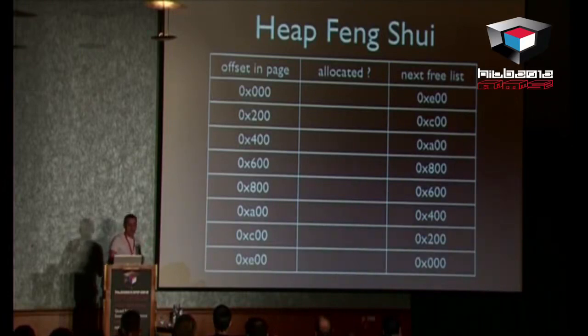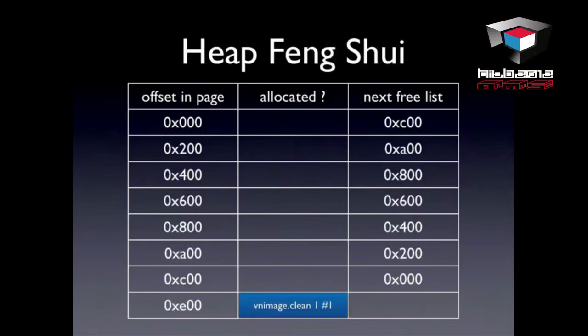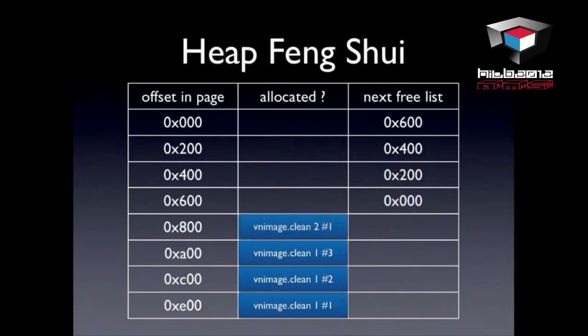So here is what happens when we try to mount the clean image. Remember, it allocates three memory blocks. Here's the first block, the second one, and you can see the next free list is modified at the same time. Then the sequence of the clean image mount happens here.